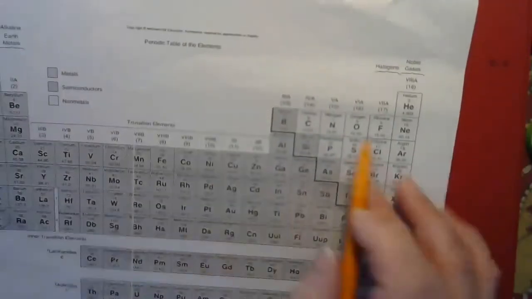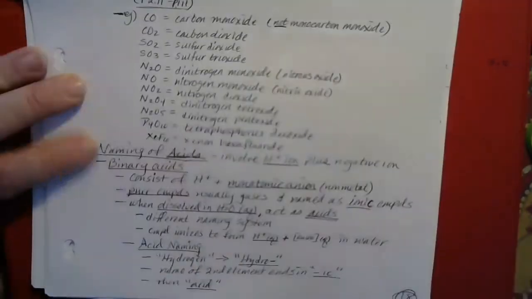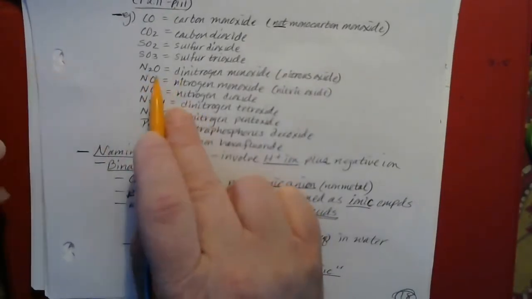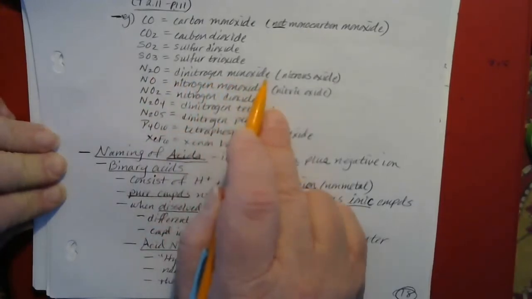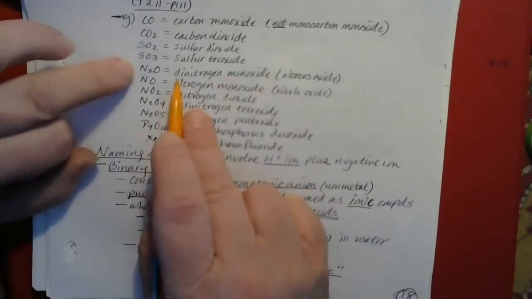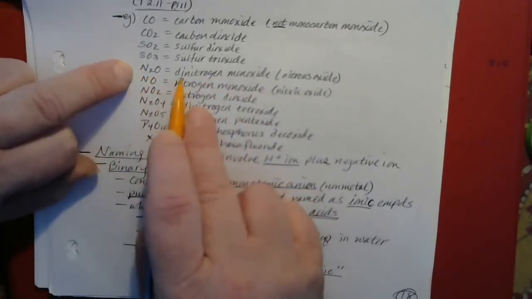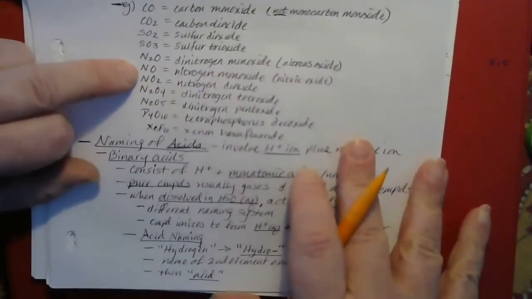In compounds with nitrogen and oxygen, the nitrogen comes first because nitrogen is to the left of oxygen. So nitrogen comes first, then oxygen. And N2O, its official name would be dinitrogen monoxide. Okay, so for the first element, nitrogen, you do use a prefix because there's more than one of them. So it's dinitrogen monoxide. This compound is better known as nitrous oxide, but the official name would be dinitrogen monoxide.